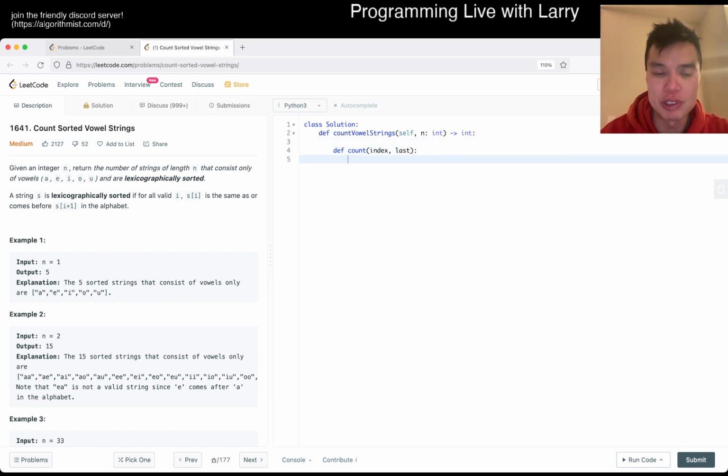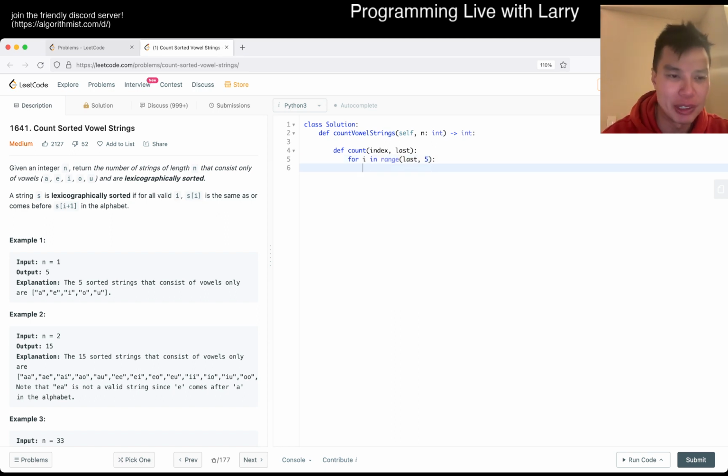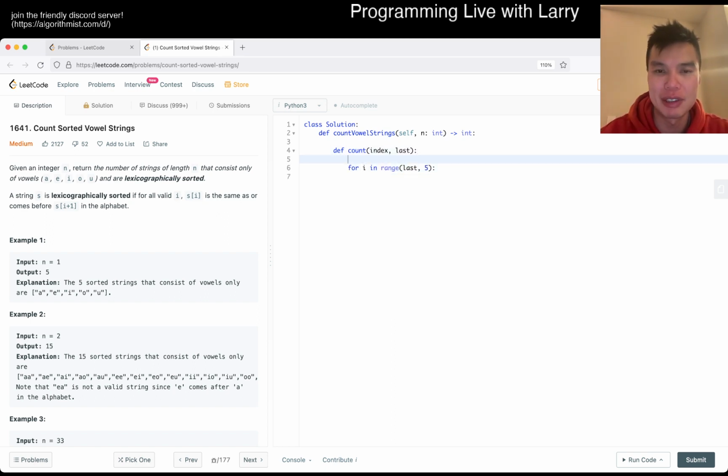Here you can think about the brute force version before you add the memoization. You could just do, for i in range from last to 5, and this will be inclusive because it'll be sorted. Then total is equal to 0, total plus equals count of index plus 1, i, and at the very end return total. That should be good. Maybe I'm off by 1.